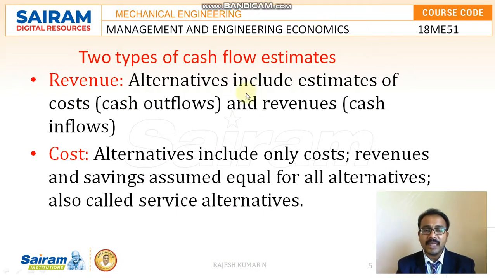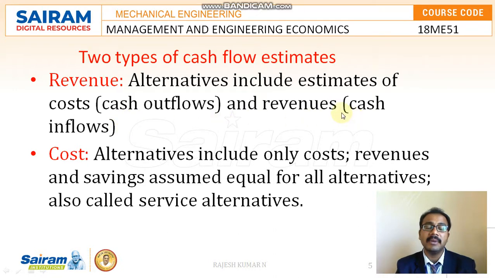And when we speak about the types of cash flows, we have two types, that is revenue and cost. We are very familiar with these words, revenue and cost, but nobody can define them properly. But here we can define them. Revenue alternatives include estimates of the cost, that is the cash outflows, and the revenues, that is the cash inflows.